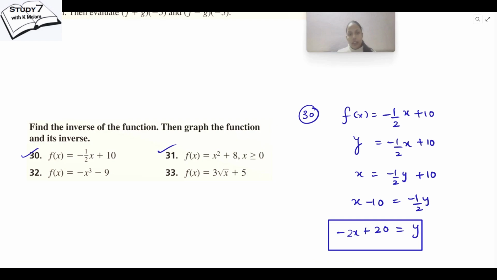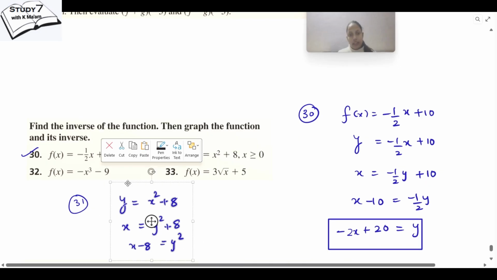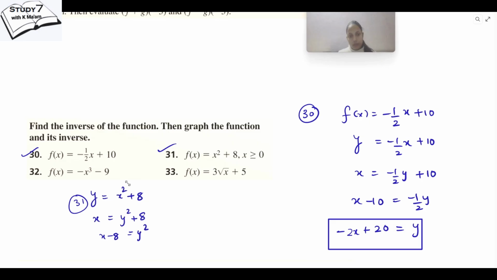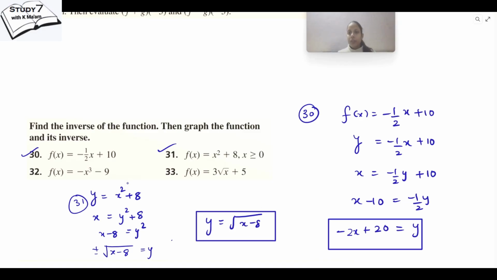Try 31. In question number 31, f(x) is replaced with y, the square root of x plus 8. It says you have to choose x greater than or equal to 0. Replace y with x and x with y, then x minus 8 equals y squared. You will get the square root of x minus 8, and it says that the value is positive, so the inverse is the square root of x minus 8. This is the inverse function. Okay.